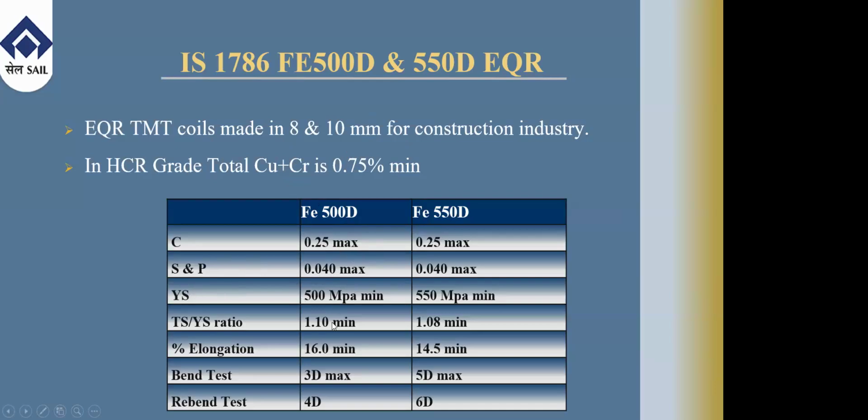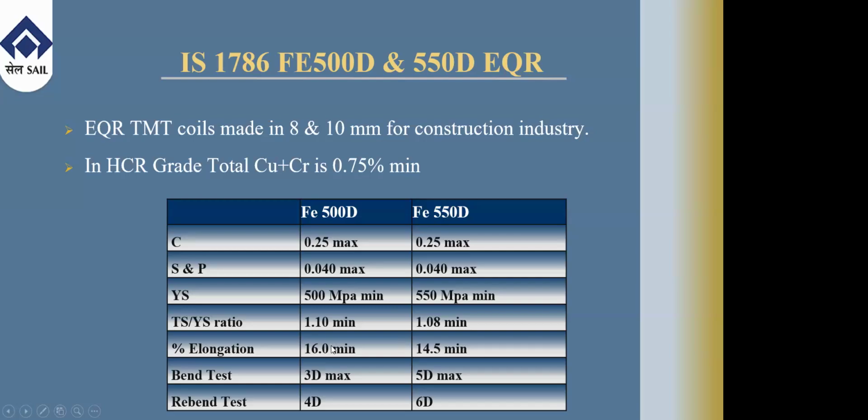But the YS ratio for 500D is 500 megapascal minimum, and for 550 it is 550 minimum. But TS by YS ratio for 500D is 1.10, but for 550D it is 1.08. And elongation is 16% minimum for 500D and 14.5% for the 550D.